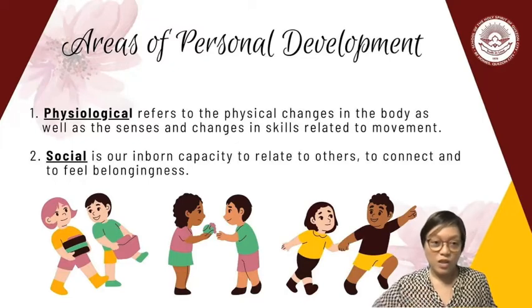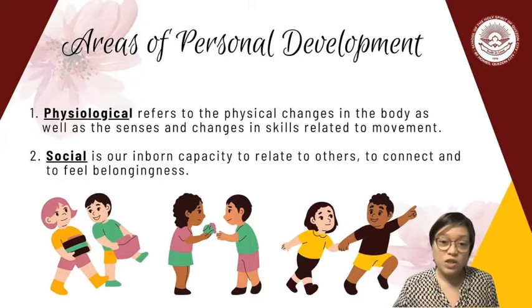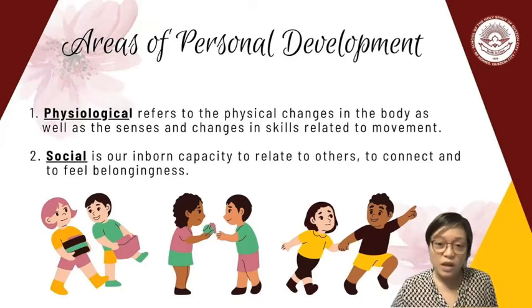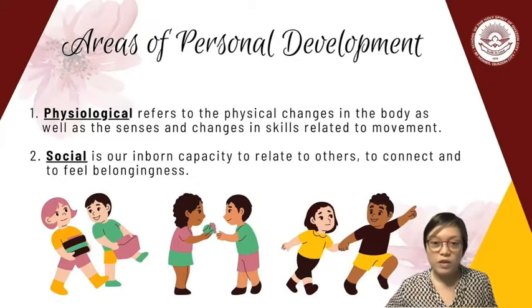So the first area of personal development, as we said earlier, is the physiological area. This is the most obvious one because it refers to the physical changes in your body as well as your senses and changes in skills related to movement. So if you could dance very well already when you were in the 7th grade, you can dance even better now because you have practiced and your movements are now more refined. If you could draw when you were in the 7th grade, all the more now that your drawing skills have become more intricate. Painting, singing, you have improved in all of these, no?